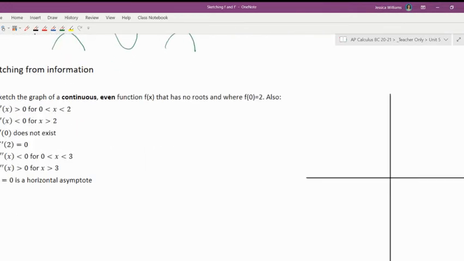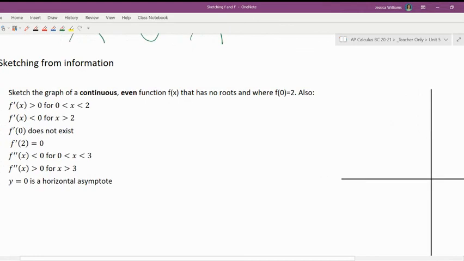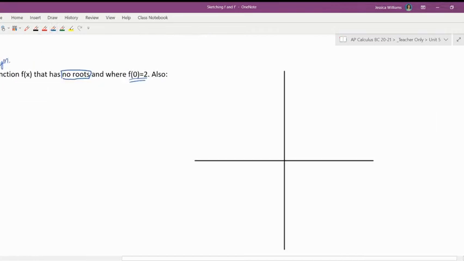Last one. What if they don't draw you a picture, they just give you words? Okay, so we've got to sketch the graph of a continuous function, so I'm not picking up my pencil. It's got to be even, which I hope you remember means it has y-axis symmetry. No roots means it has no x-intercepts. Oh, good. I actually gave you a point this time. F of 0 is 2. So here's 1, 2.